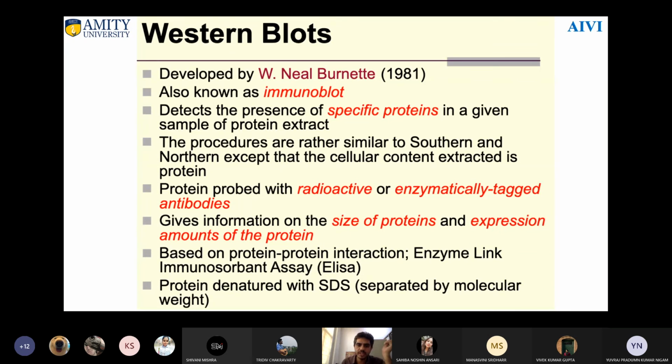So we are going to talk about protein-protein interactions, and the protein-protein interaction here is the antigen-antibody interaction. I think you are all studying an immunology course this semester, or if not this semester, definitely in the next semester we are going to study that.